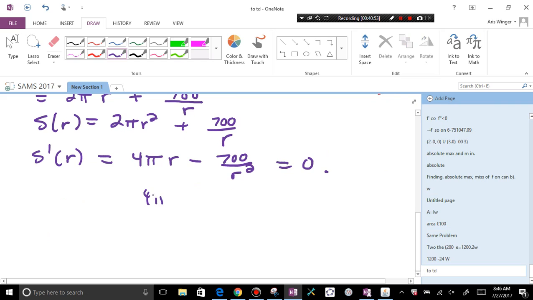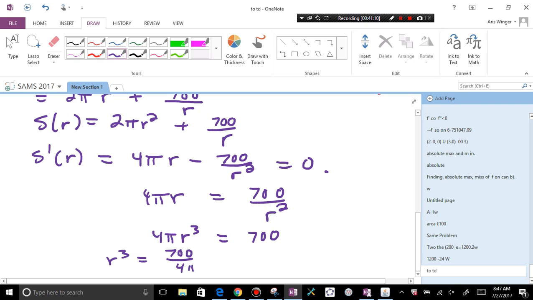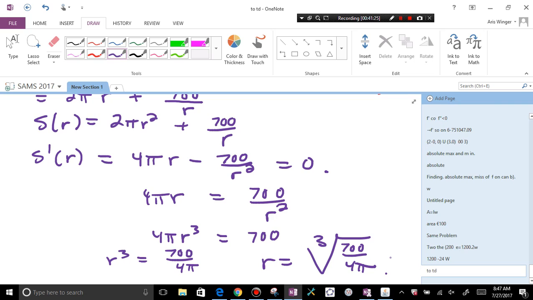We'll put these on opposite sides of the equal sign in order to cross multiply. Of course, you could also just multiply by the common denominator, but I like cross multiplying. 4 pi r cubed equals 700. R cubed equals 700 over 4 pi. R is equal to the third root of 700 over 4 pi. So of course, if this is a homework problem, you might need to get this to a certain number of decimal places. If Jessica or I are grading this, you could leave it like that.